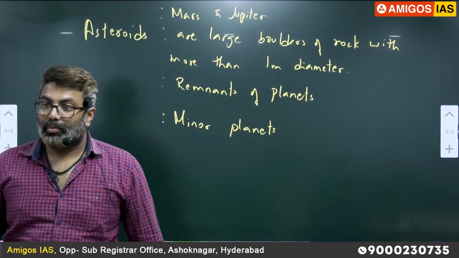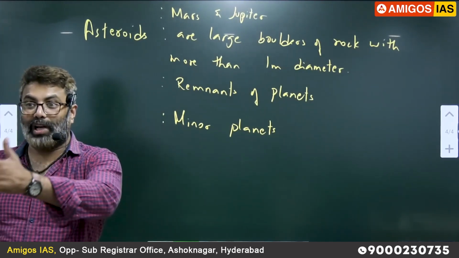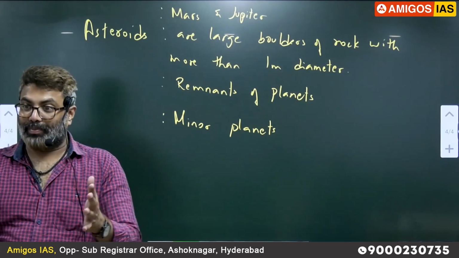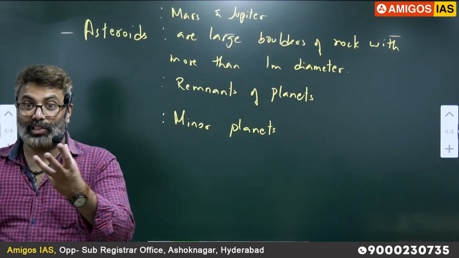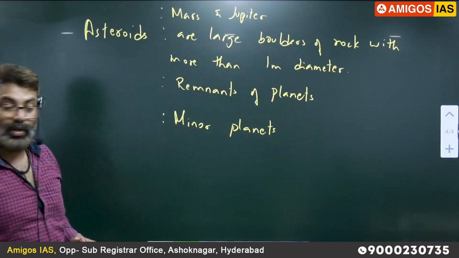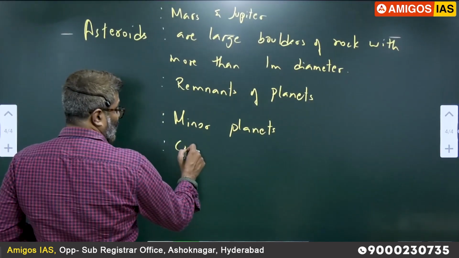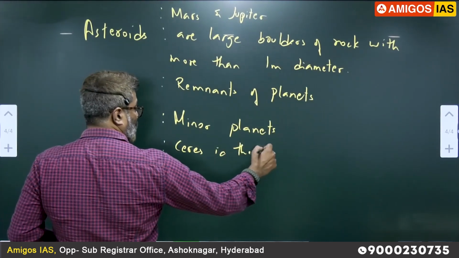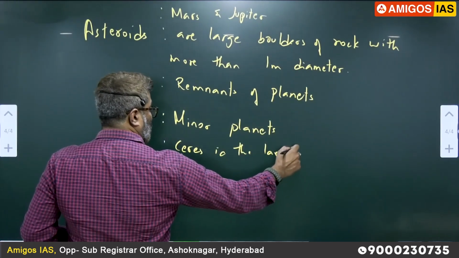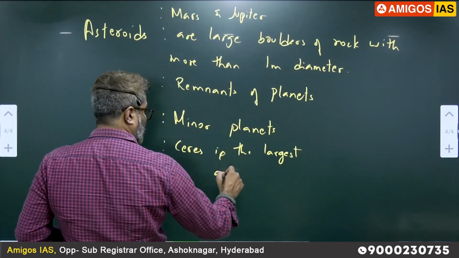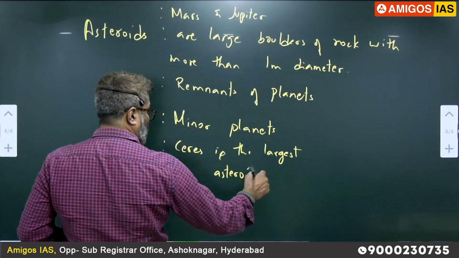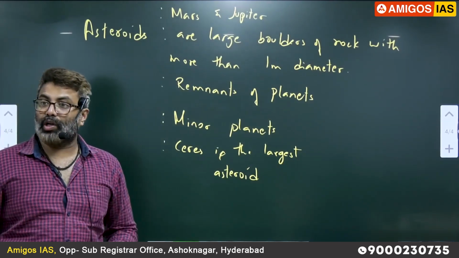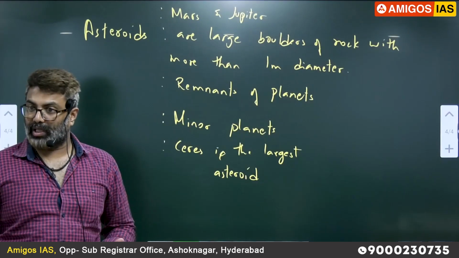Don't you think they don't have a clear orbit? Because all asteroids are together, all orbiting the Sun, they don't have a clear orbit. So Ceres, I showed you, is the biggest asteroid. Which is the largest asteroid? Ceres is the largest asteroid. It is also a dwarf planet.